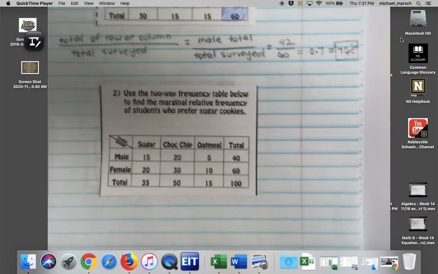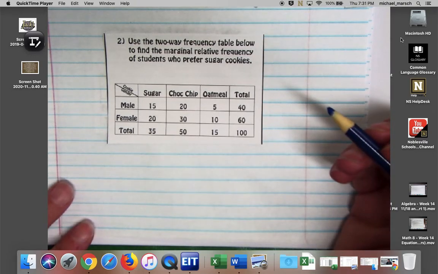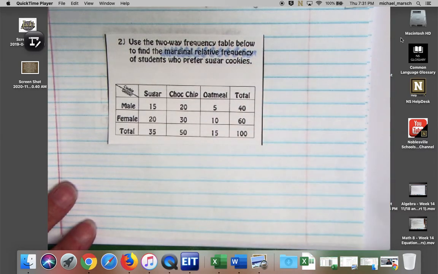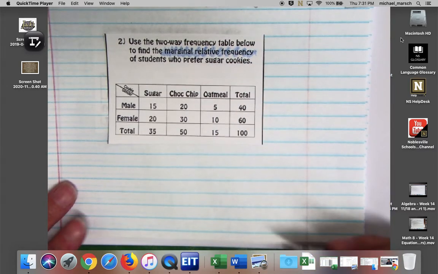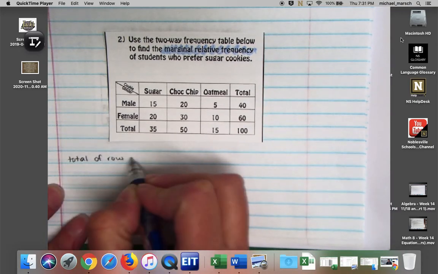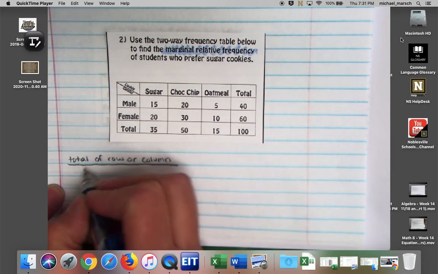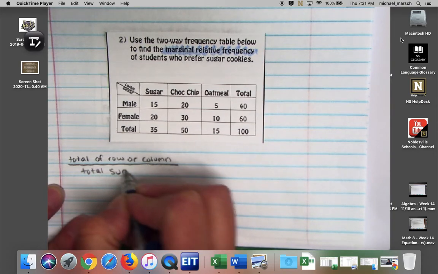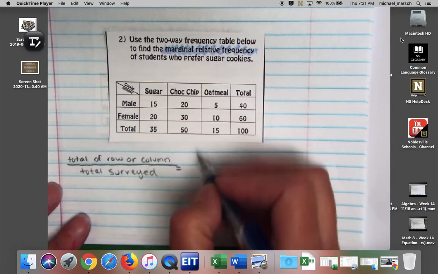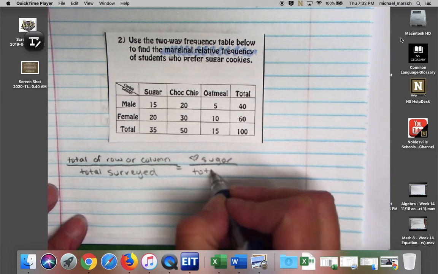All right, so now let's talk about the cookies. Use the two-way frequency table to find the marginal relative frequency of students who prefer sugar cookies. Okay, so we've got our total of row or column divided by the total surveyed. So this one is the people that love sugar cookies over total surveyed.